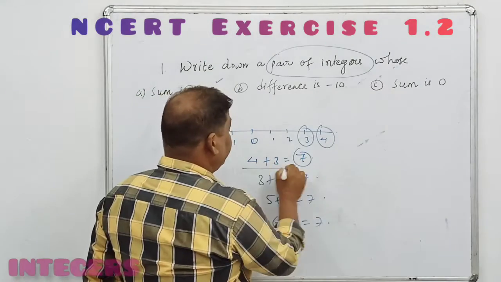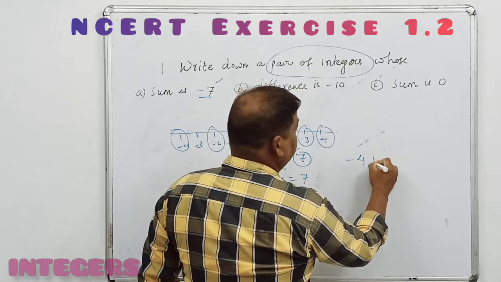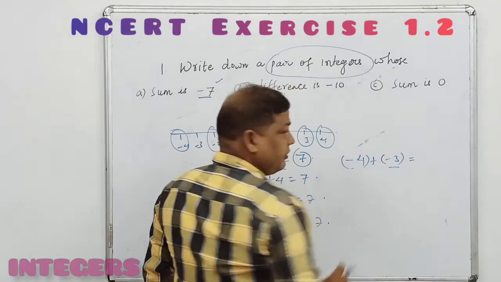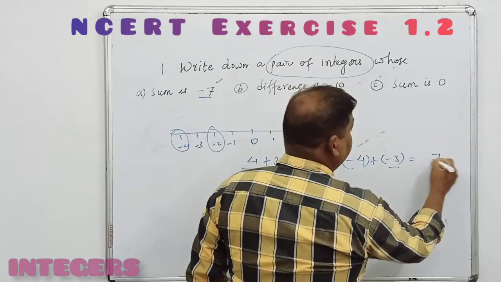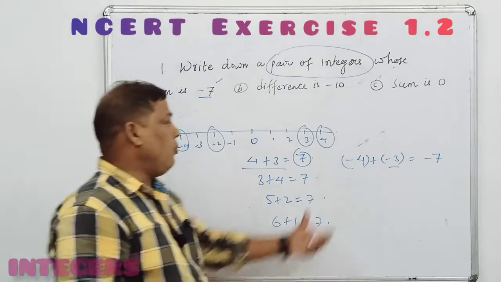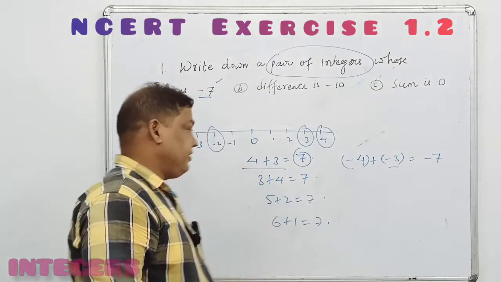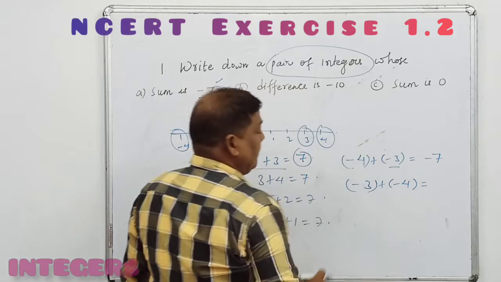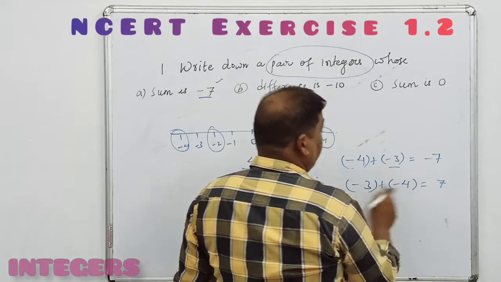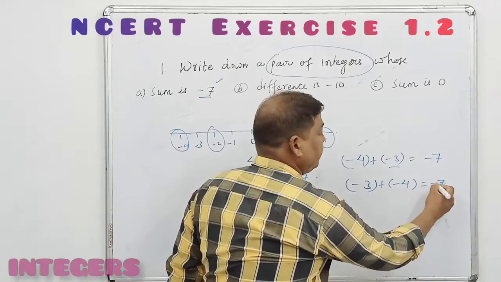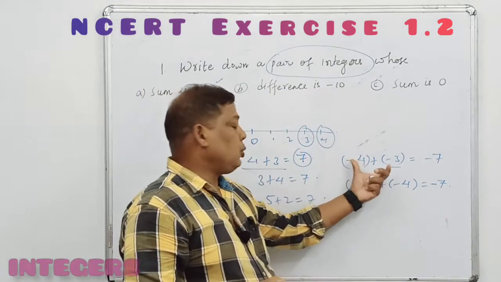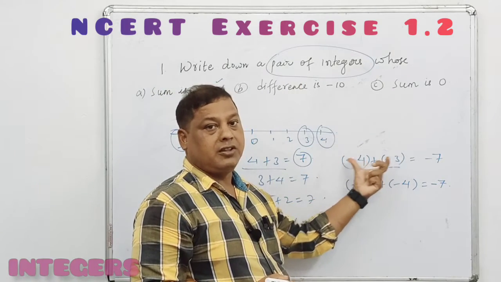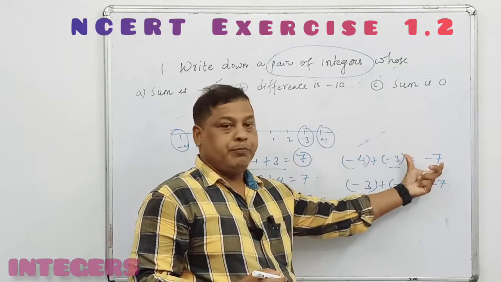Here you take two negative integers, -4 plus -3. -4 is a negative integer, -3 is a negative integer, minus means plus, 4 + 3 means 7, that is -7. So -4 + -3 is equal to -7. And take -3 + -4, plus 3 + 4 that is 7, so here is the -7. So these are the two negative integers. The pair of integers -4 and -3, the result will be -7.